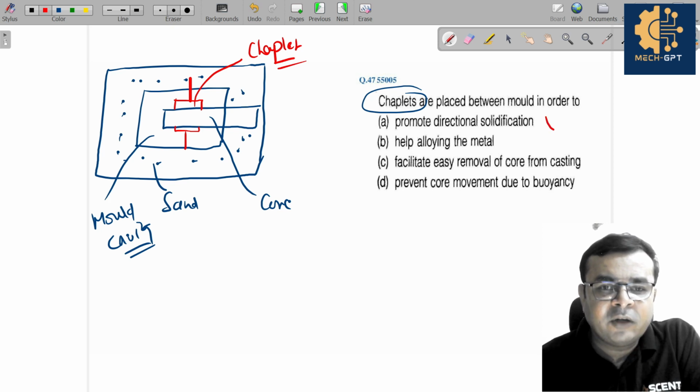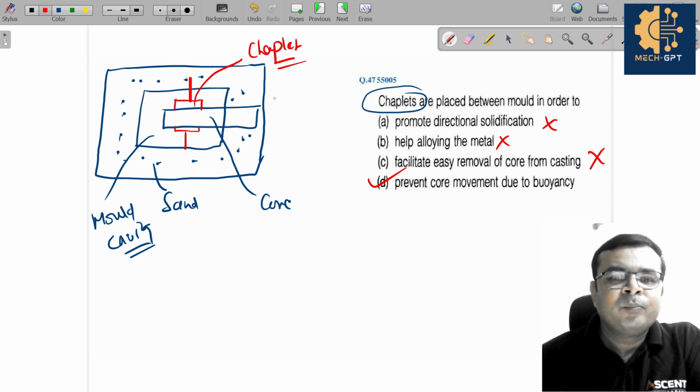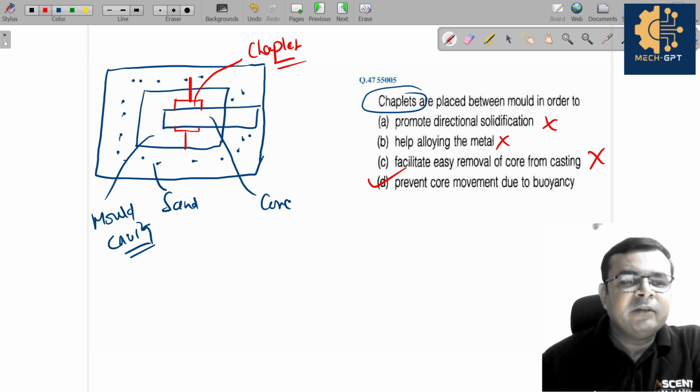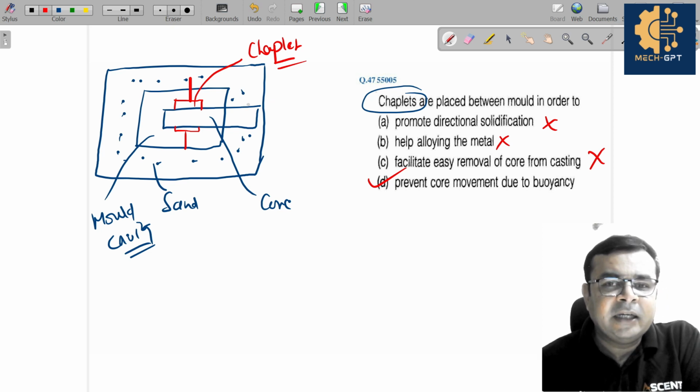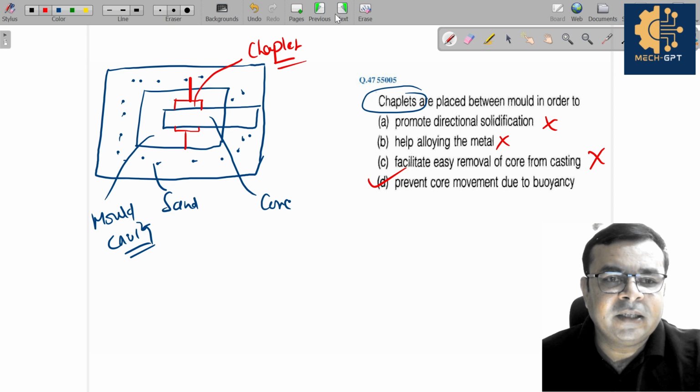Promote directional solidification, this is wrong. Help allowing the metal, not wrong. Facilitate easy removal of the core, this is wrong. Prevent core movement due to the buoyancy, yes, this is the right answer. When the core print area is not able to resist the buoyancy force, then we need some extra support, and this metallic support is called a chaplet.